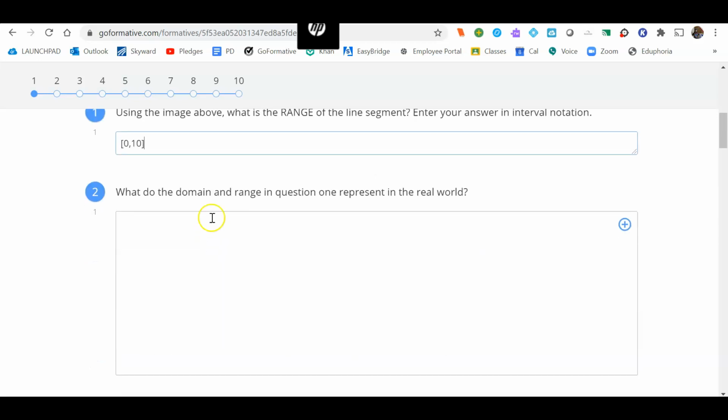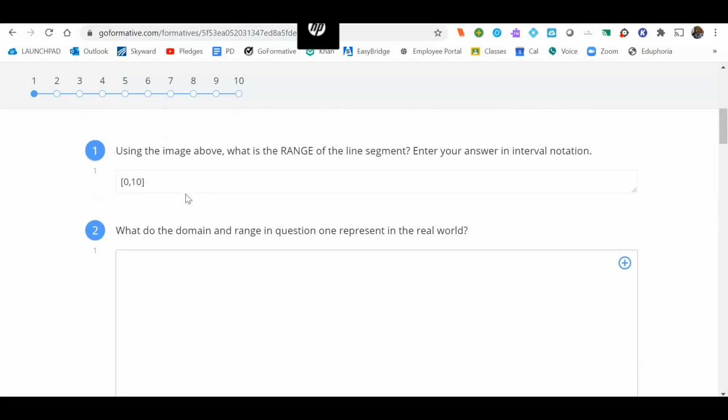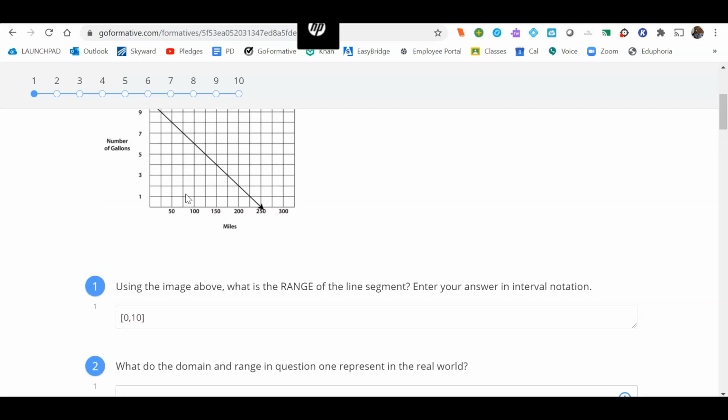Now the question here is, what do the domain and range in question 1 represent in the real world? We need to go to the real world. So remember, domain is what? It's the x or the x's. And range is the y's. So now, when it says what does the domain mean, I'm thinking x is left to right. So look at the x-axis from left to right. It's labeled. What does that say? Miles, right?